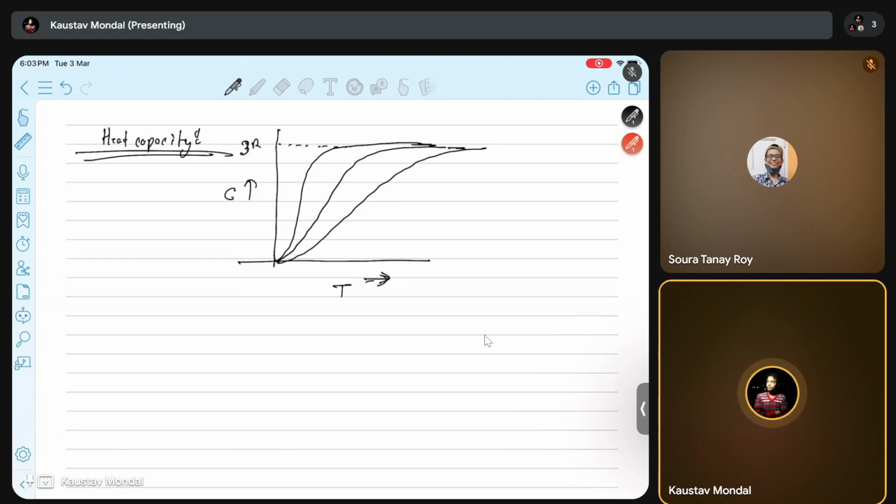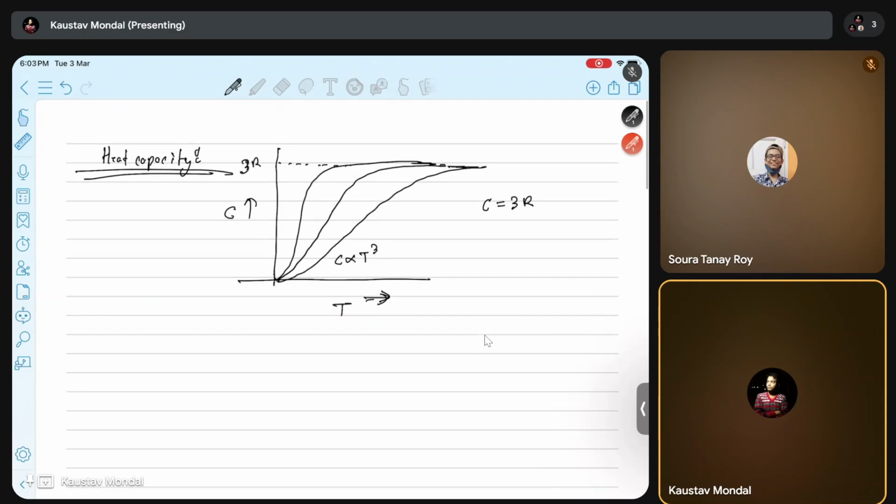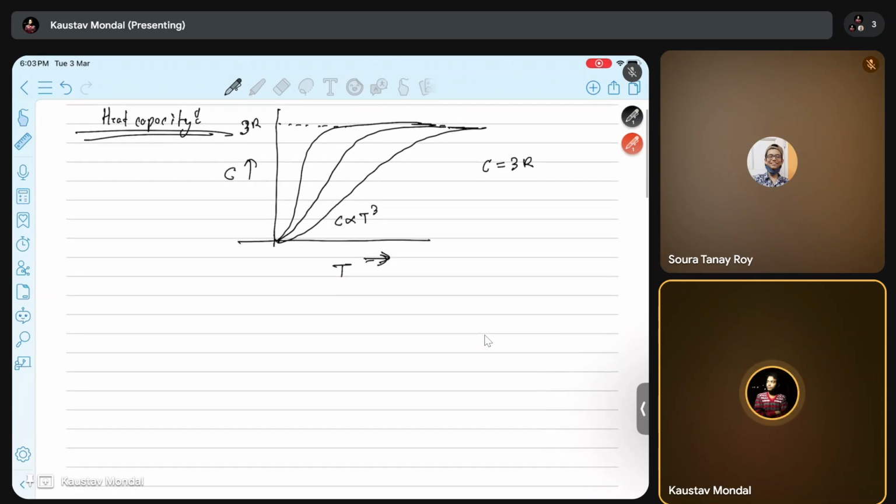So this is how the typical qualitative behavior of the heat capacity of a solid material looks. From the graph, as you can see, initially the heat capacity follows the T to the power cube law at lower temperature. But after a certain cutoff temperature, the heat capacity of the solid attains a particular value given by C equal to 3R, which is a constant value. This is what has been observed experimentally.